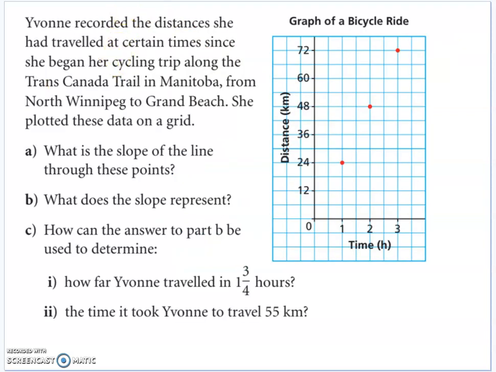And then the last one here. We're looking at some data that Yvonne collected on a cycling trip from North Winnipeg to Grand Beach. So what is the slope of this? And then we're going to have to figure out what it represents.